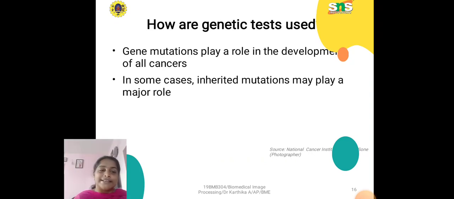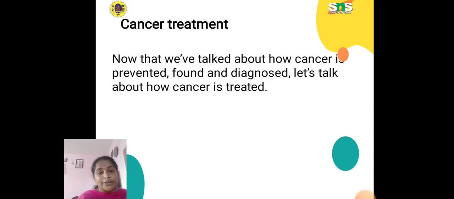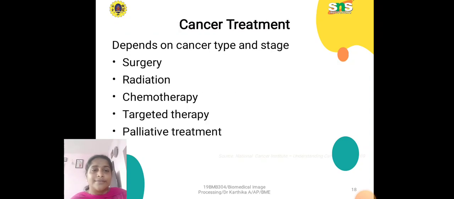Okay, how are genetic tests used? Gene mutations play a role in the development of all cancers. In some cases, inherited mutations may play a major role. And coming to cancer treatment, now that we have talked about how cancer is prevented, found and diagnosed, let's talk about how cancer is treated.